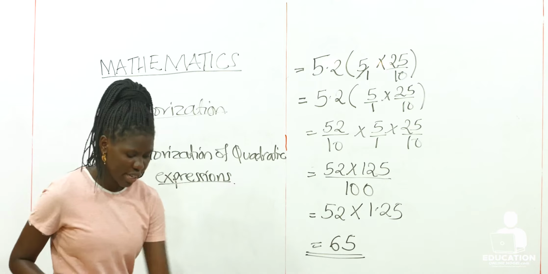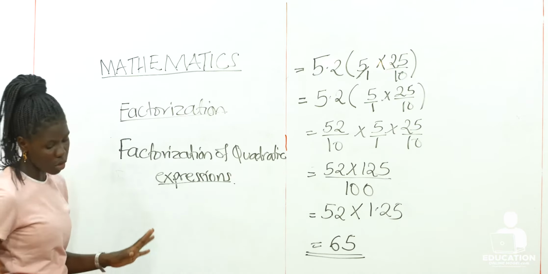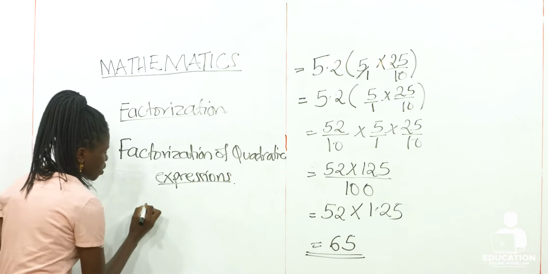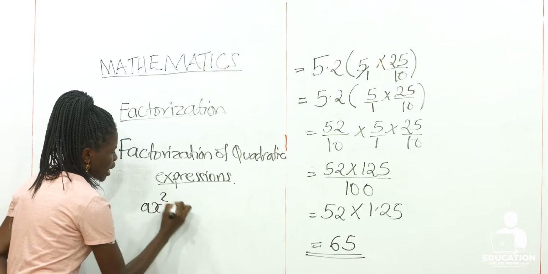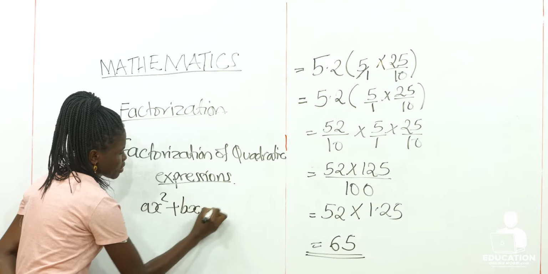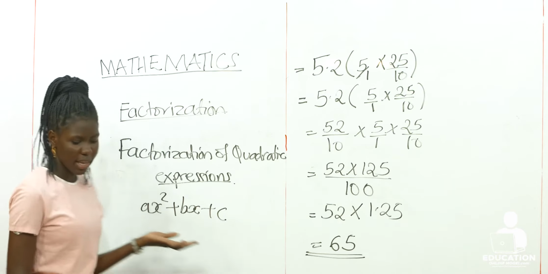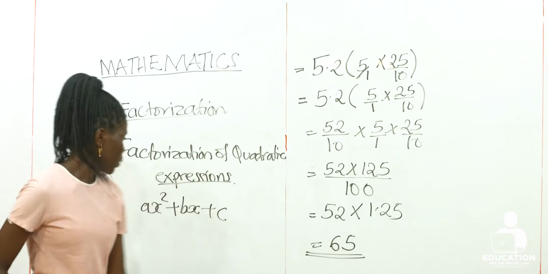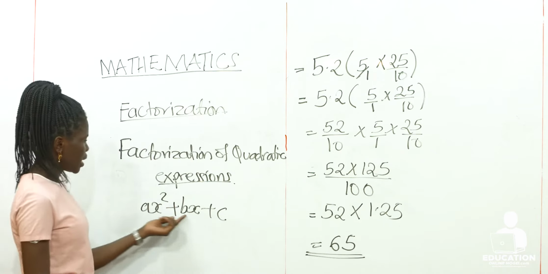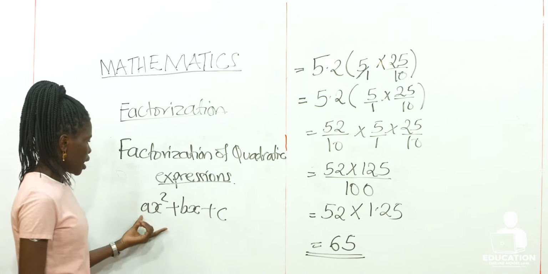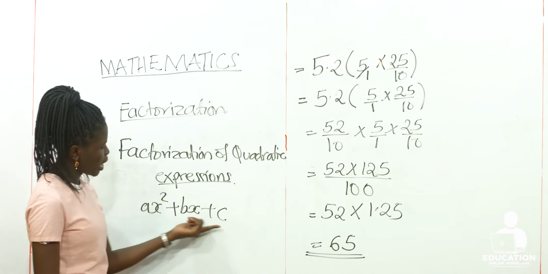We said for quadratic expressions, we simply have an equation written in this form: ax squared plus bx plus c. This is the quadratic expression we shall be using in this case. And when we have this, a, b, and c are constants.